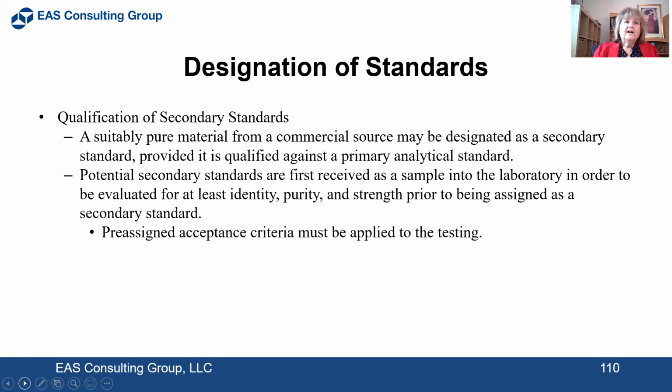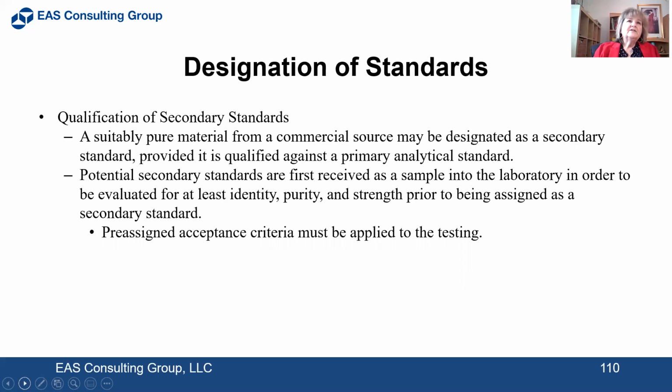Now you're going to qualify your secondary standard. A suitably pure material from a commercial source may be designated as a secondary standard, provided it is qualified against a primary analytical standard. For instance, you might buy a USP standard for your primary and then find something that is definitely more affordable from Sigma Aldrich, and you qualify one against the other.